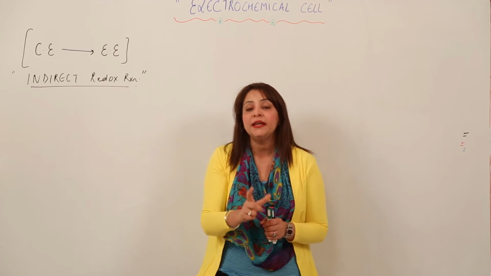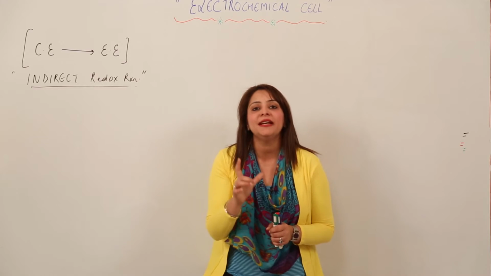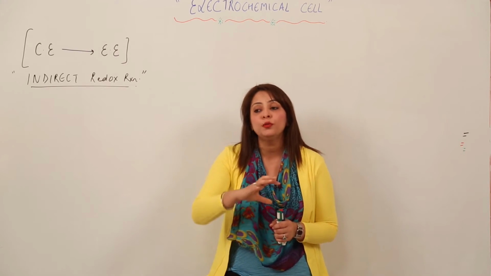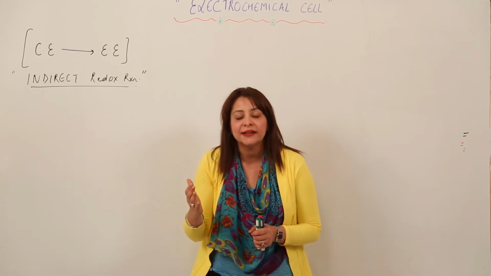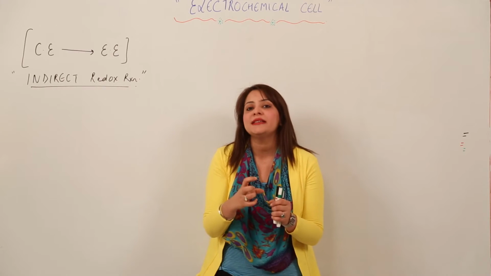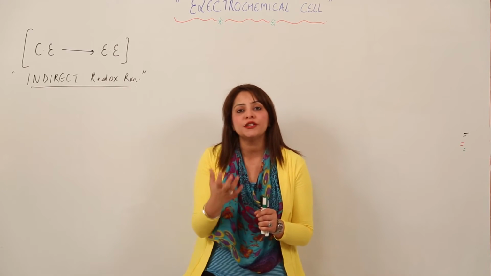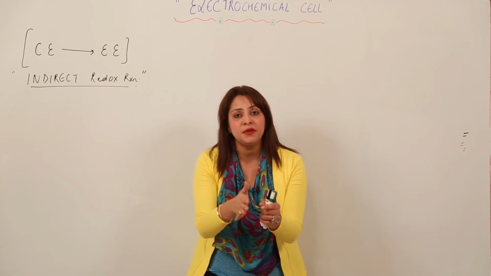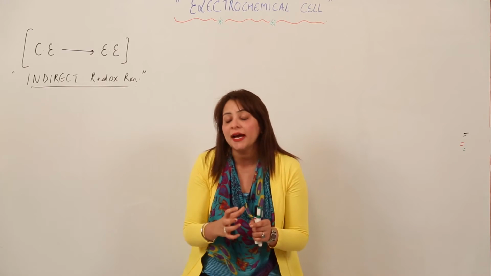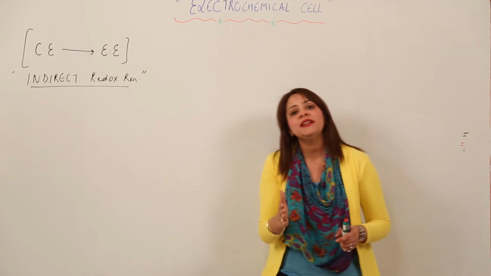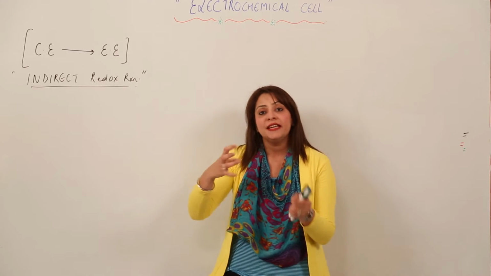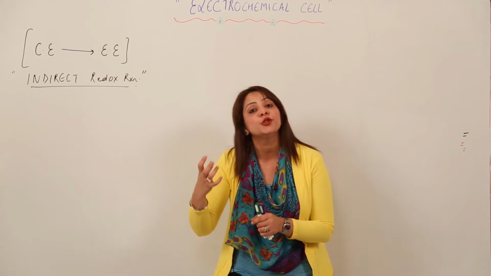Again I am repeating, a direct redox reaction is one in which the electrons are not allowed to move through a large distance. That means oxidation and reduction occur in the same beaker, or you can say the atoms which undergo oxidation or reduction are present in the same beaker. They are not present far from each other, they are in close contact. So whenever a direct redox reaction takes place, we do not get electric energy. That means electric energy is not produced.